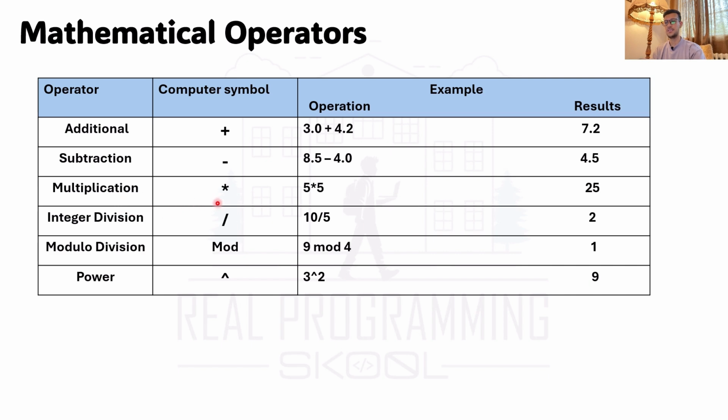But for multiplication, the computer symbol is not represented as x, the letter, or something like this. No, we represent it as an asterisk, which is shift and 8, the star. So if I want to do a multiplication in my lines of code, I will use this asterisk. I will write, for example, 5 multiply 5 to give me 25. And integer division is the same. It's a slash. I can do division in my code using this computer symbol.